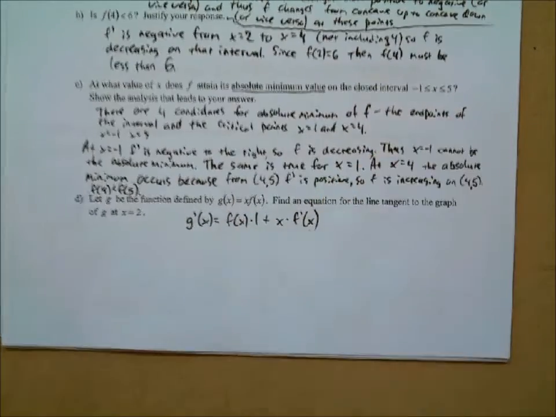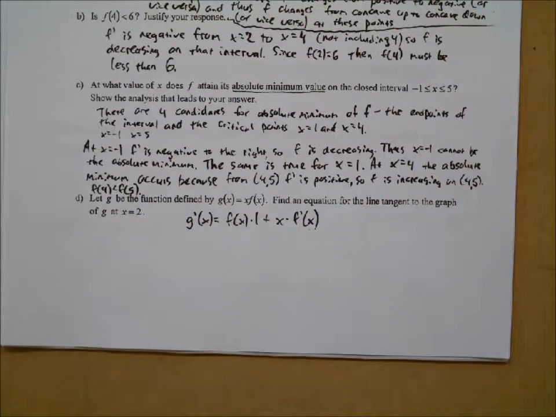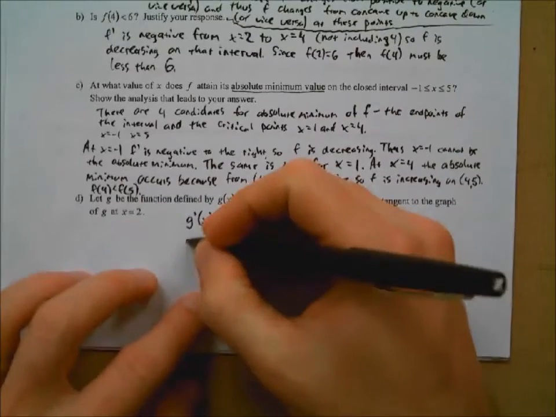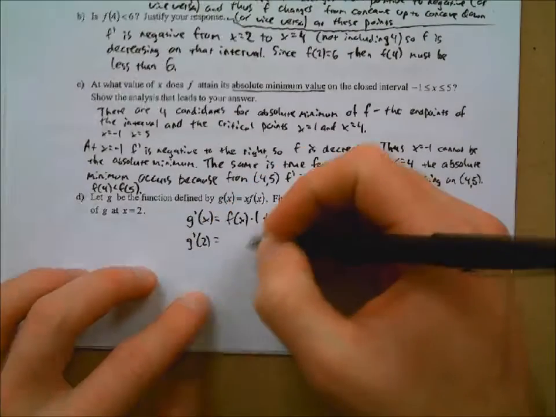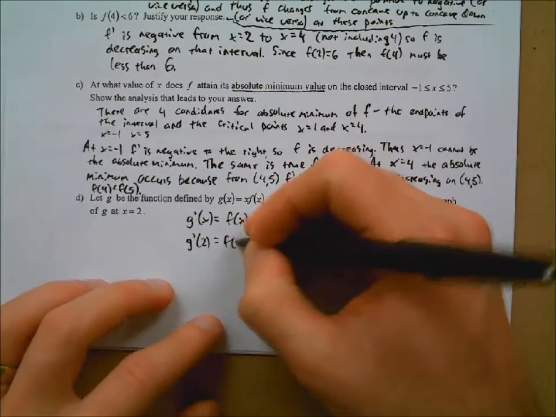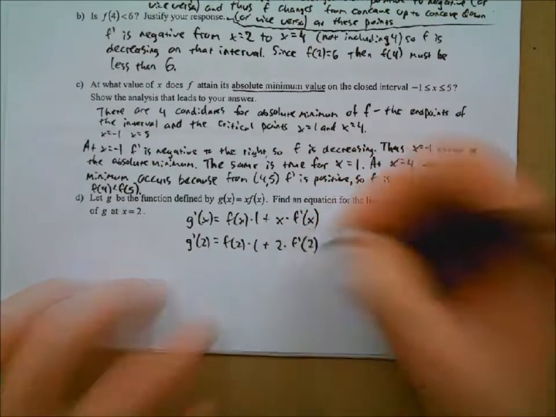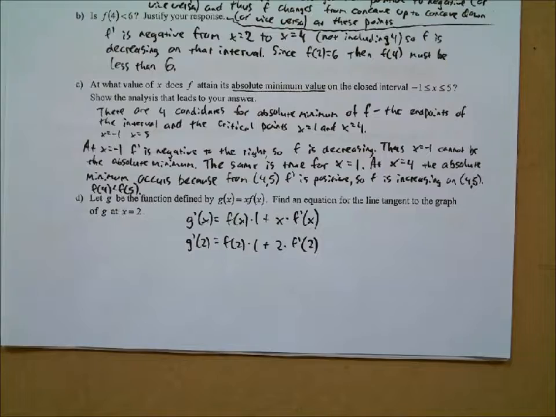Okay, so we've got the derivative of g. Now, how do we use that to find the slope? What do we do? Plug in. We're going to plug in 2. So g prime of 2. We're going to evaluate g prime at 2. We want the slope at 2. So we'll do f of 2 times 1 plus 2 times f prime of 2. Okay, just replace the x values with 2.